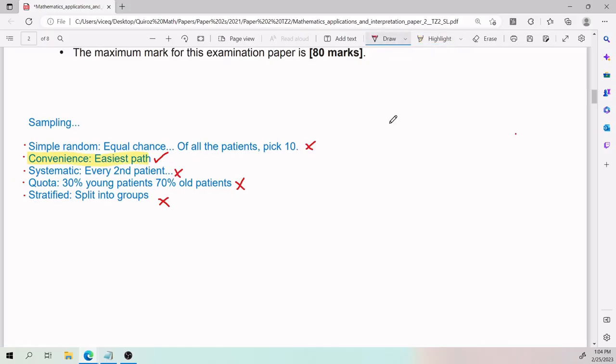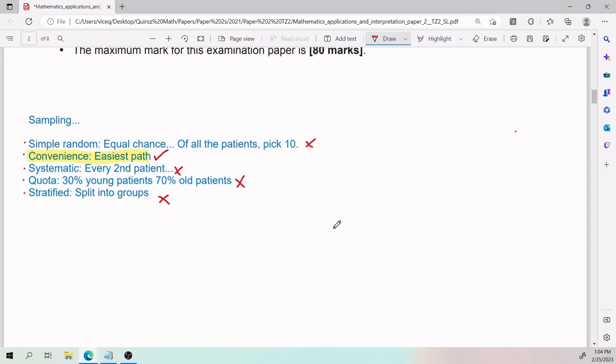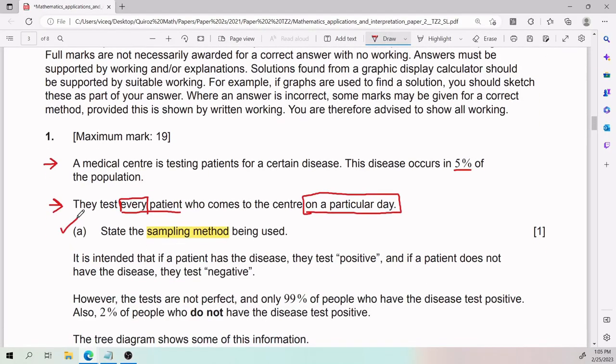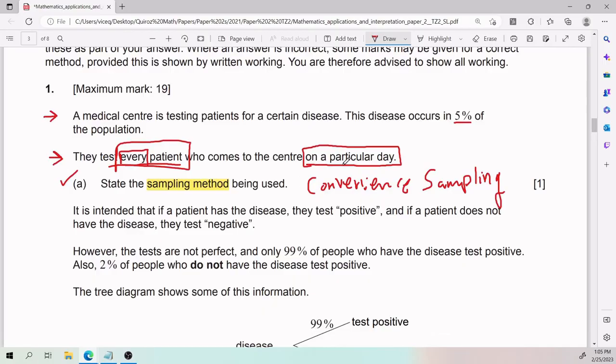So you usually reach that conclusion by discarding the other ones. Anyways, the sampling method being used is convenience sampling, is what we would answer here. Again, you reach this because you are discarding everything else, but it also kind of makes sense. It's the lazy way. You just test every patient and you just forget about it. It's pretty convenient. Just saying.